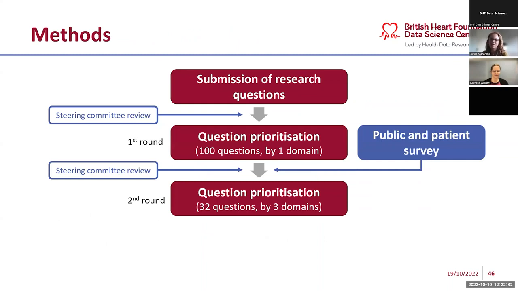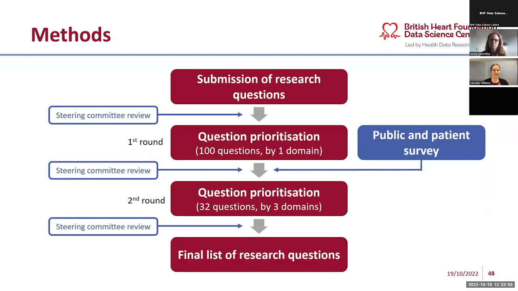So you can see here that in the second round, which we will be launching this week, the top 32 questions will be prioritised by 3 domains, and we will be asking the same 94 individuals that completed the first round to complete the second round. The results will then be reviewed by the steering committee, and the final list of research questions will be written up for publication and will also be used to inform our work moving forwards.